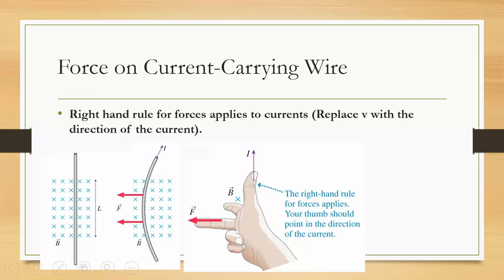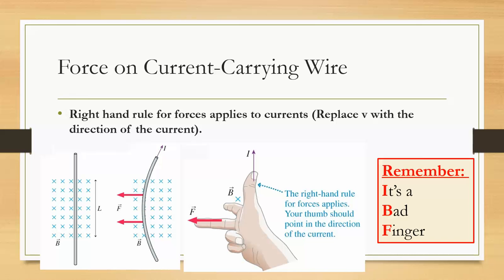We can use the right-hand rule to find these forces. It applies to currents, but instead of having your thumb point in the direction of V, as we did for a charged particle, our thumb is now going to point in the direction of the current. And you can think about that as the current is really charged particles, and that's the direction that they're moving. If you want to remember it, we can use "I'm a bad finger," IBF. Your thumb goes the direction of the current, your pointer finger goes the direction of the magnetic field, and your third finger will tell you the direction of the force.